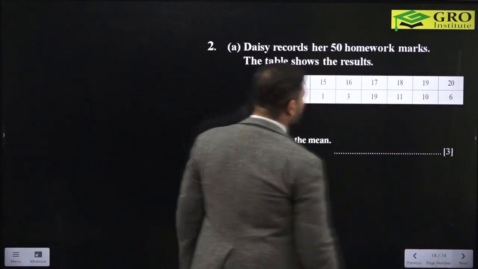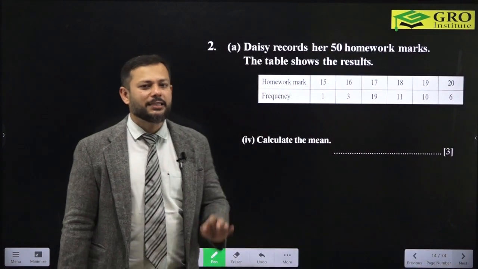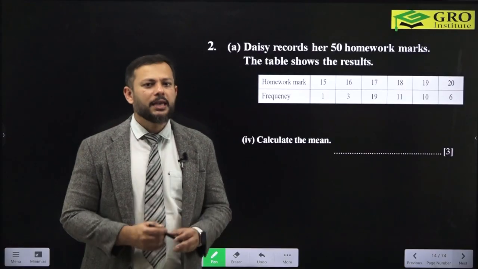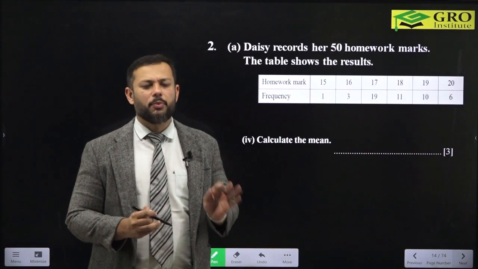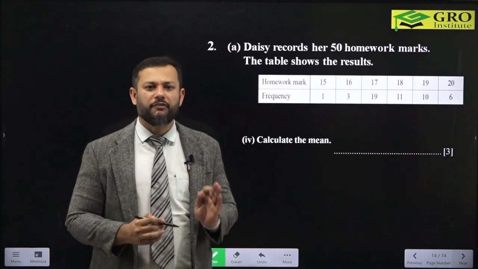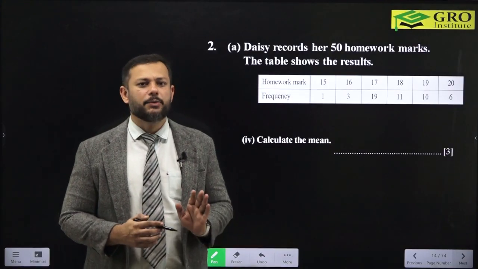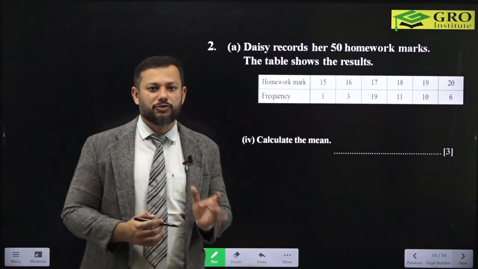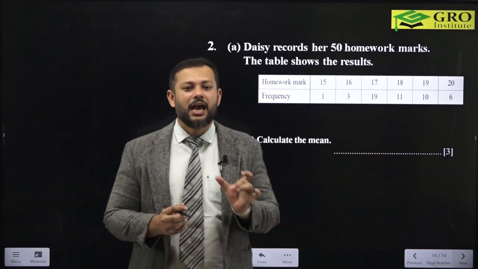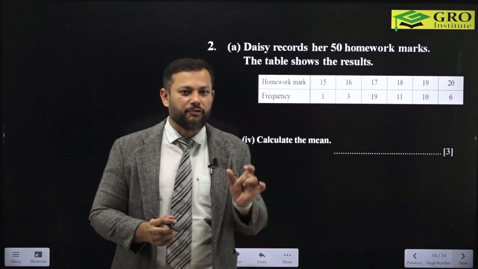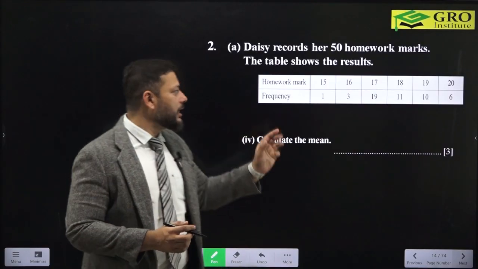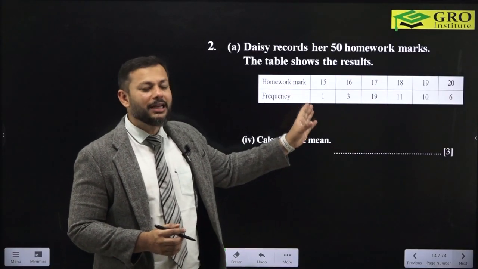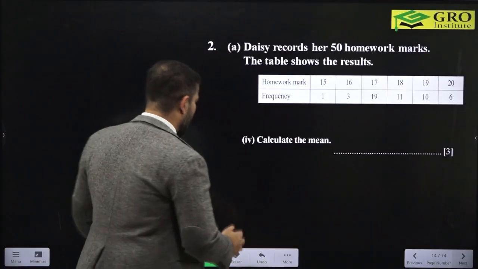Also, we need to find out the mean. Guys, how do we find the mean? We know for grouped frequency, the formula is simple: summation of fx divided by summation of f. What is summation of fx? For that we need to understand fx. fx stands for the product of frequency along with the class mark, or I should say the data. So I am writing fx over here.